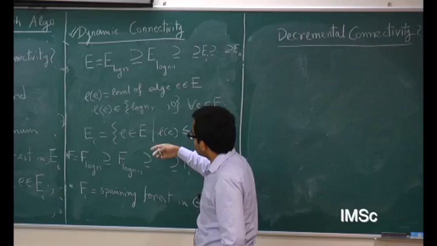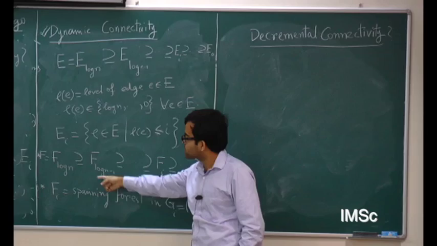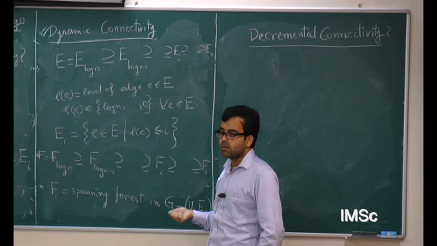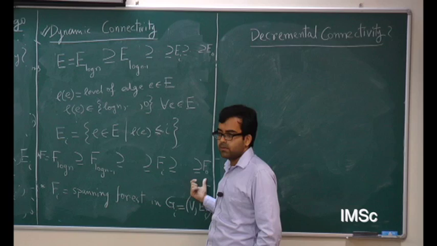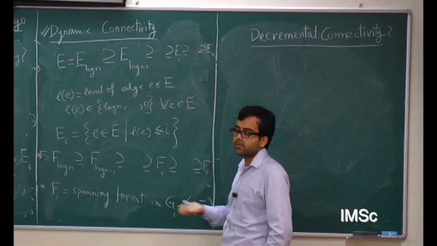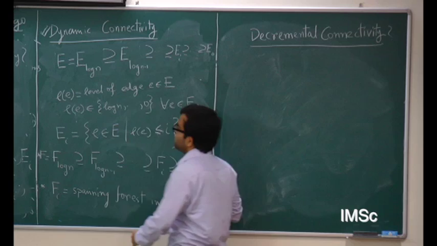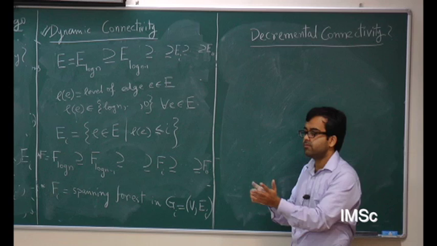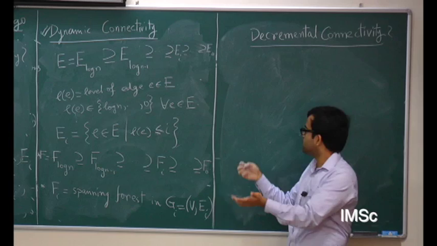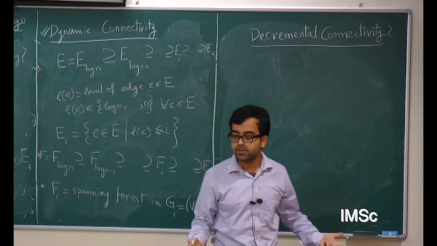suppose you are given these levels l(e). These are given to you, and I just tell you to construct this laminar family. All you can do is start bottom up. F_0: find a minimum spanning forest in E_0. Then augment it to get a minimum spanning forest in E_1, because you can construct a minimum spanning forest in a greedy way. How will you construct a minimum spanning forest in E? You first look at all the edges that have level 0, find the spanning forest there, then go on to the next level. That's Kruskal's algorithm.